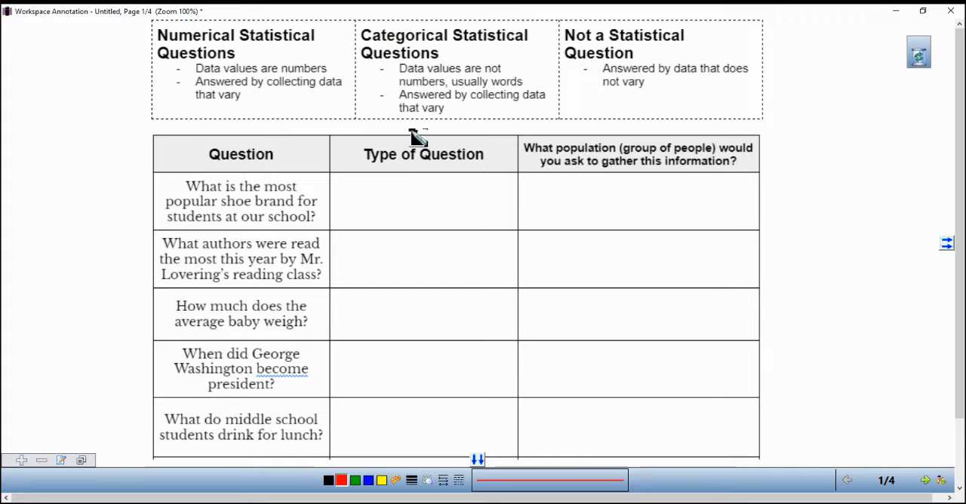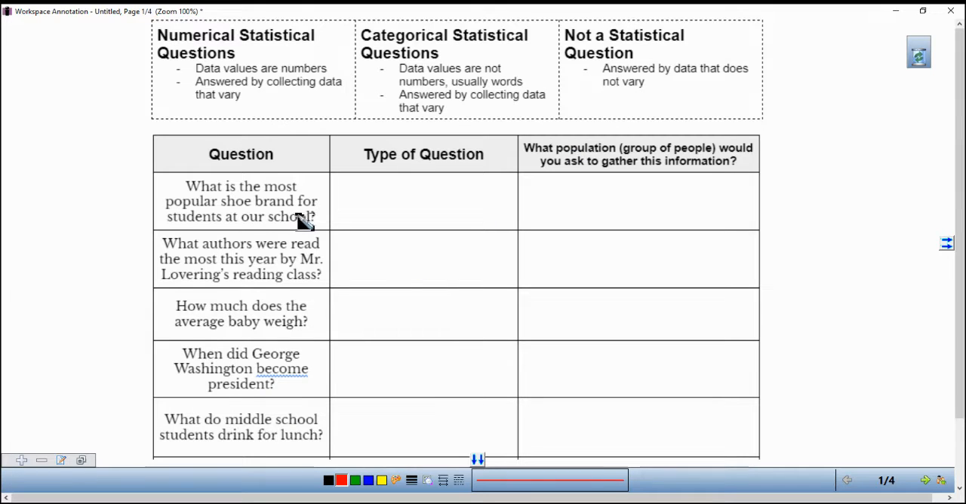Okay? Categorical are questions where you would get words and not numbers. And you would also need a variety of data to be able to answer that question. That's what these two have in common, needing variety of data. The last type is not statistical. There are some questions that cannot be answered using statistics, and we're going to find those out today. These are answered by data that does not vary. So if you were to ask the same question to different people, you get the same answer back.